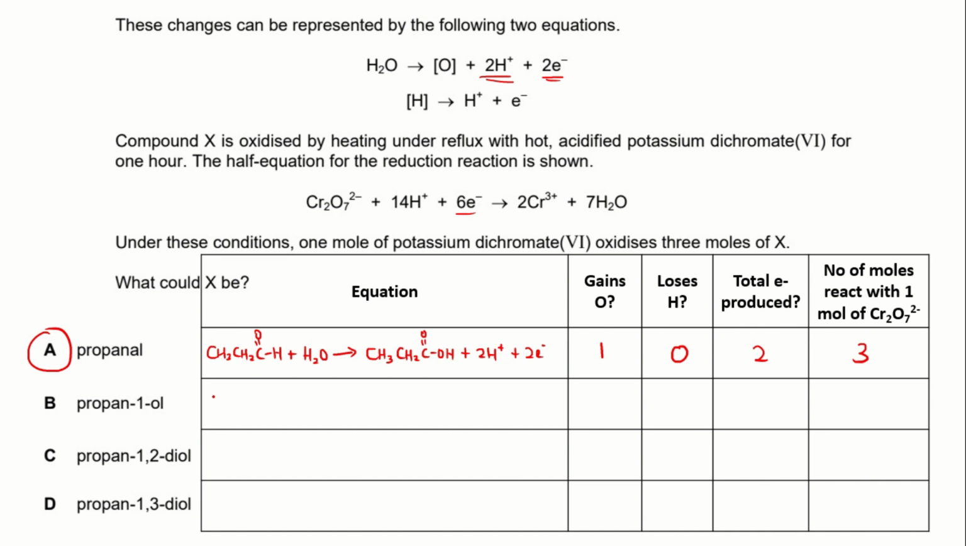Let's draw the structure of propan-1-ol. It will be oxidized to propanoic acid. Again, 1 mole of propan-1-ol gains 1 mole of oxygen atoms. So that oxygen atom is from a water molecule. So 2 moles of hydrogen ions and 2 moles of electrons are also being produced.